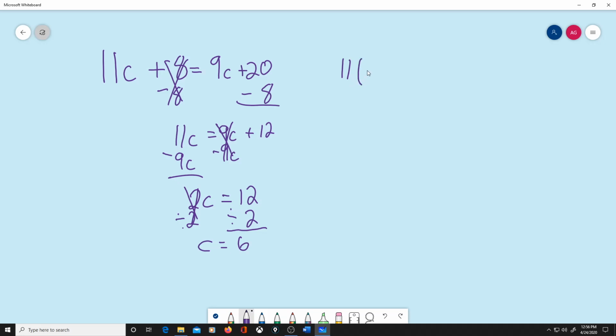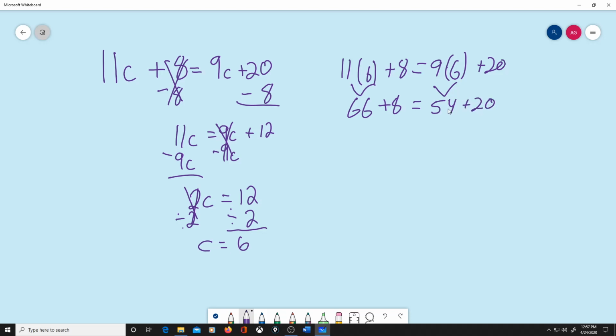Again, 11 times 6 plus 8 equals 9 times 6 plus 20. Over here I get 66 plus 8 when I do this multiplication first, equals, this should be 54 plus 20. Add these up, I get 74, equals, add those up, I get 74. 74 equals 74, check.